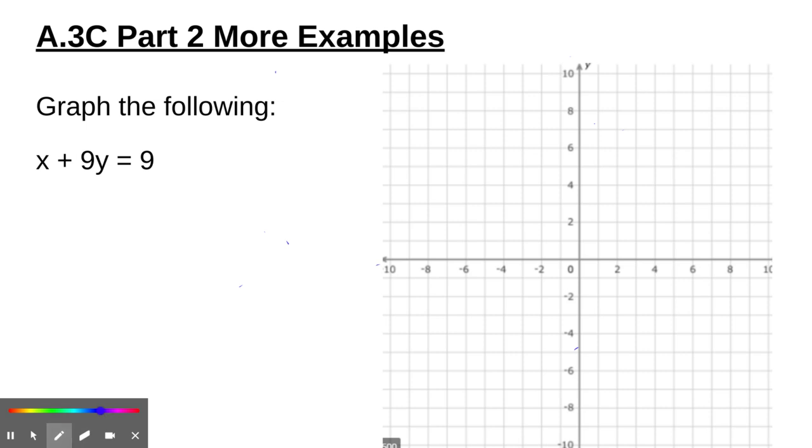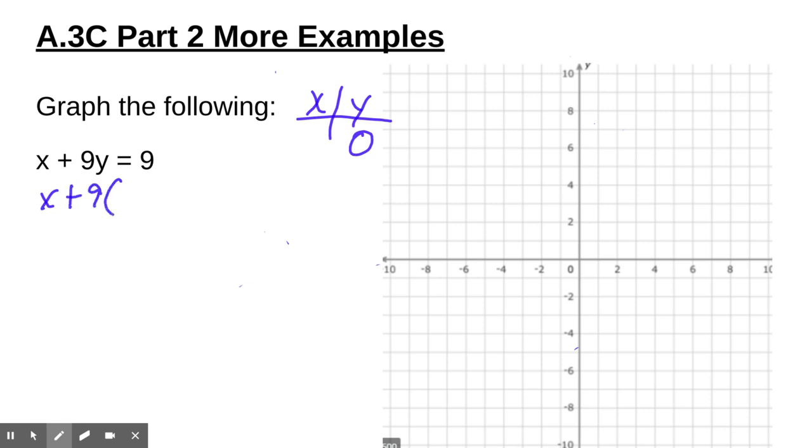So I'm going to set y to 0, and x plus 9 times 0 equals 9. That'll go away, and we're going to have x equals 9. So your x-intercept is 9. Now we're going to do the same thing. We set x to 0.